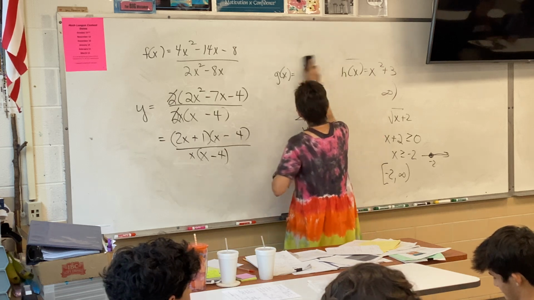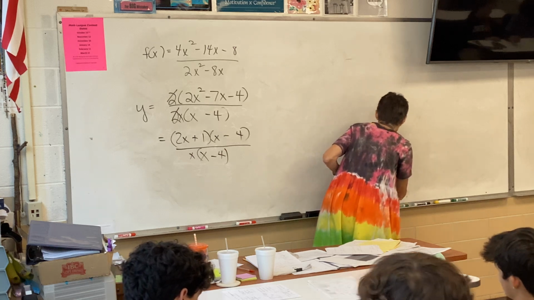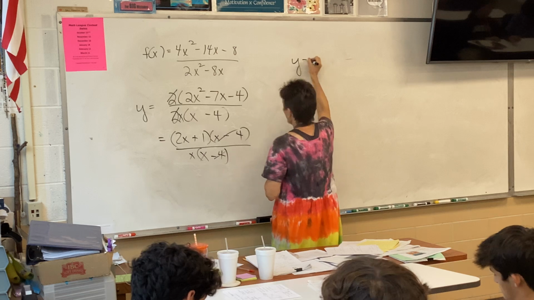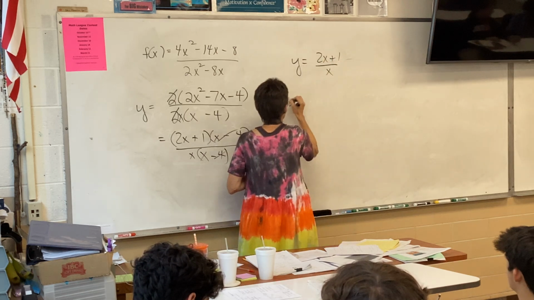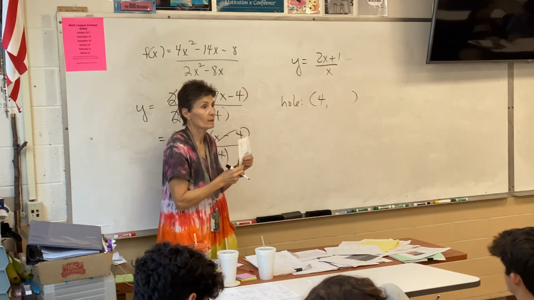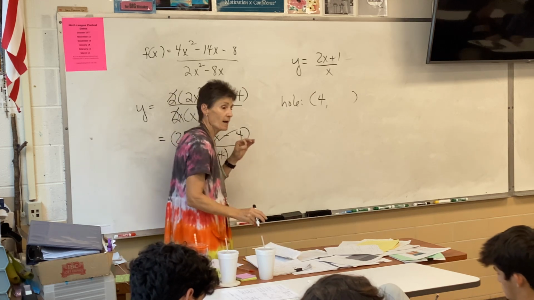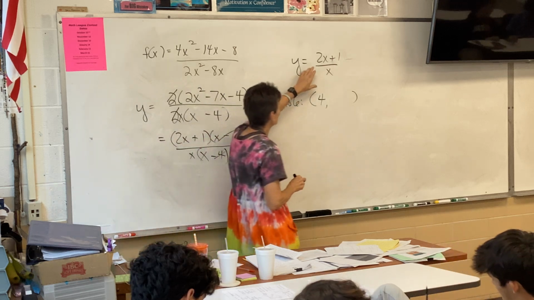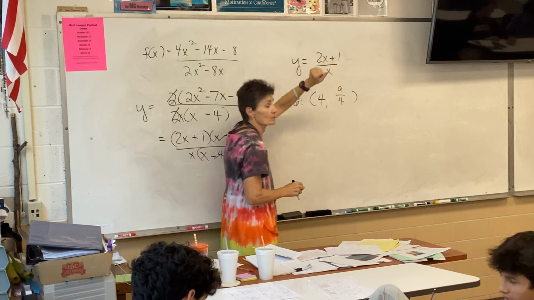Lexi, you still with me? You've got to get it factored first. So we're going to have a hole at x equals 4. Now, don't write x equals 4 though. A hole is a point. So it's not going to be 4, 0. You plug it in, and it's going to be 9 fourths.